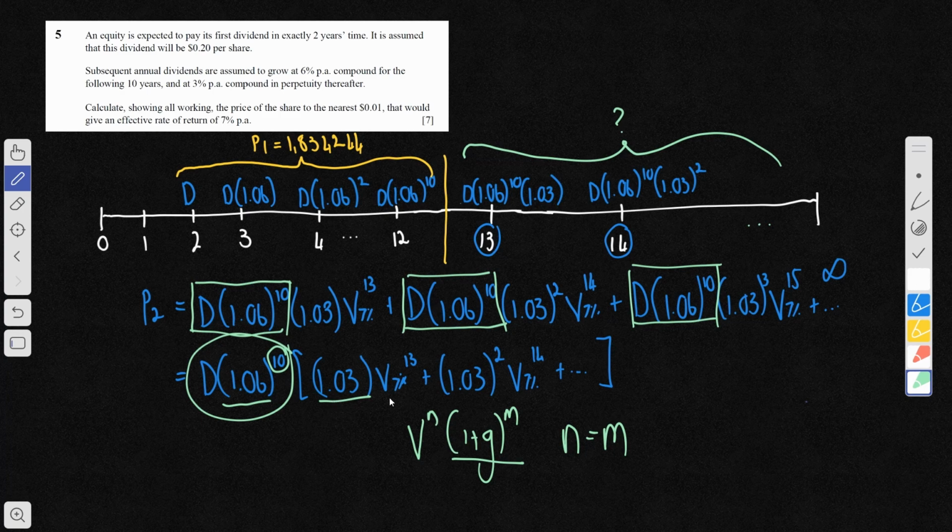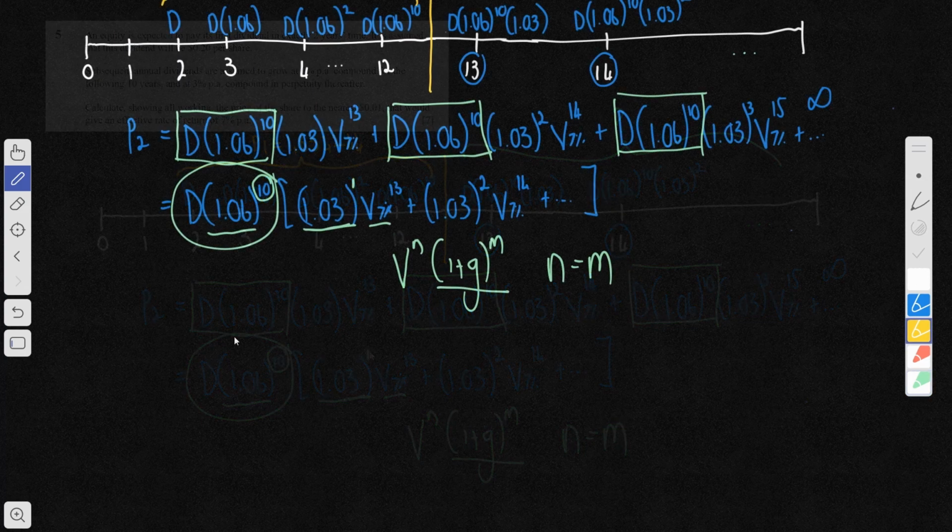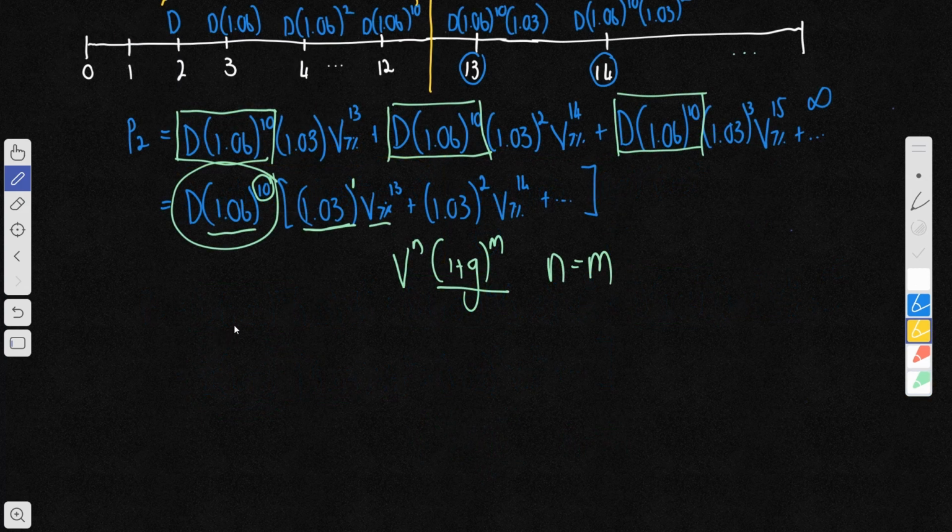Then we are left with the pattern, a discount rate to some power multiplied by 1 plus a growth rate to some other power. For this first term, that would just be 1. Again, we are using the same trick to get these two exponents to be the same. So let's tackle term 1 of this equation inside of the brackets. So that is 1.03 multiplied by v at 7% to the power 13. That is just this number.